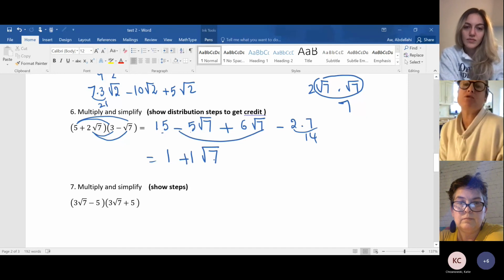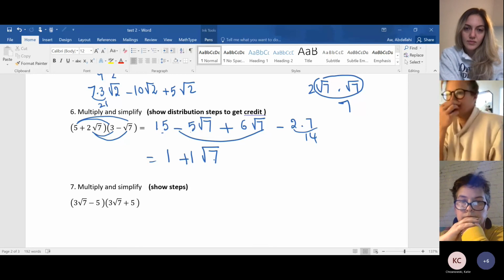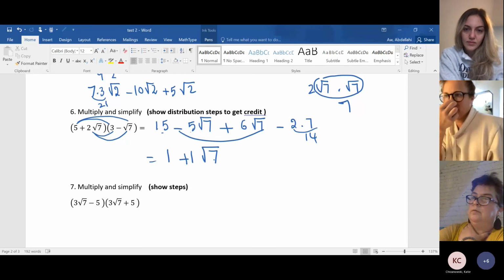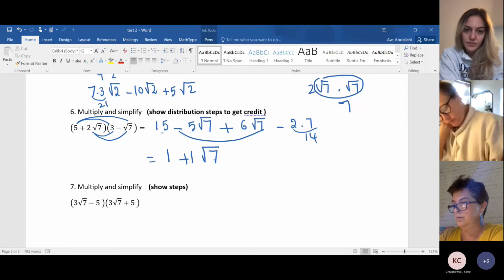Would it be the same if you didn't have the 1 outside and it was just square root of 7? It's the same thing. I just put the 1 in front to make it obvious. Yeah, exactly.